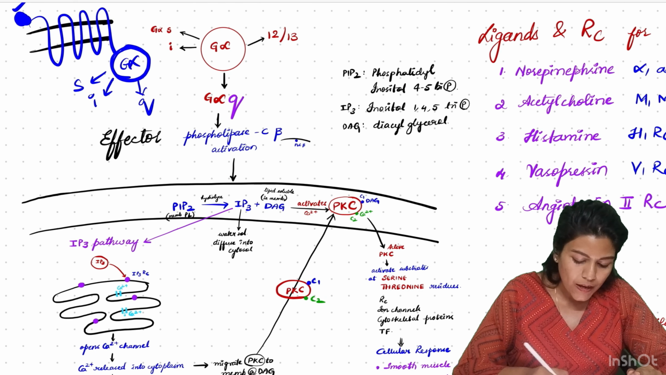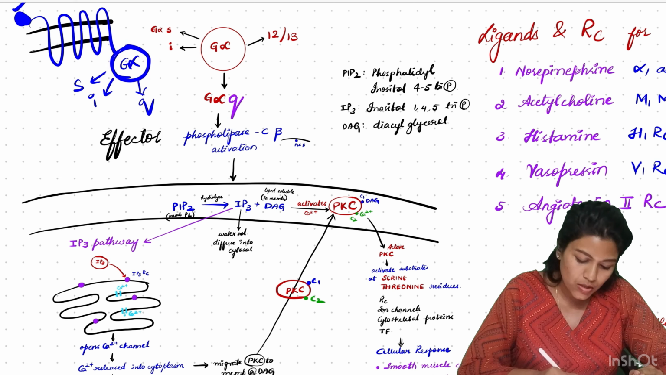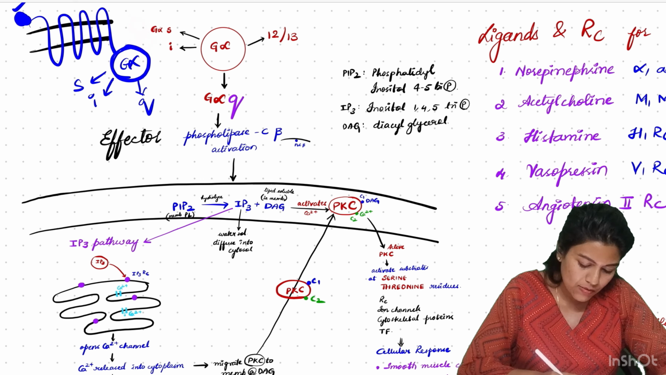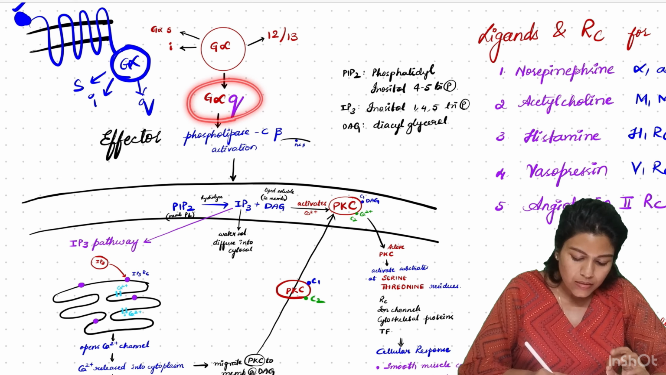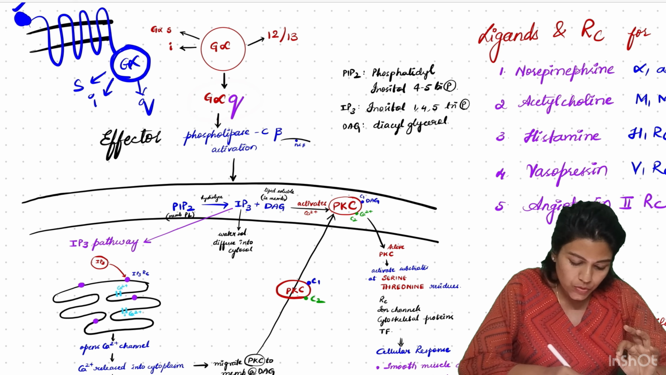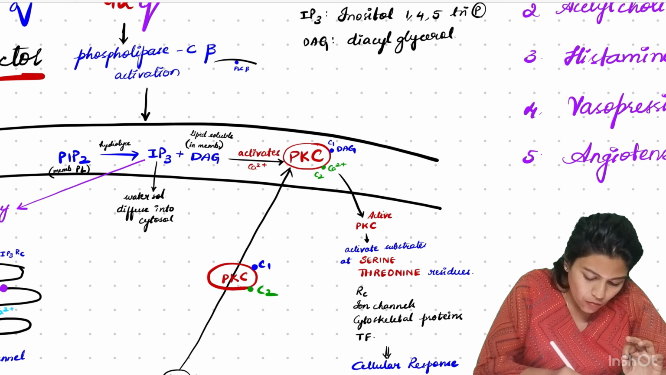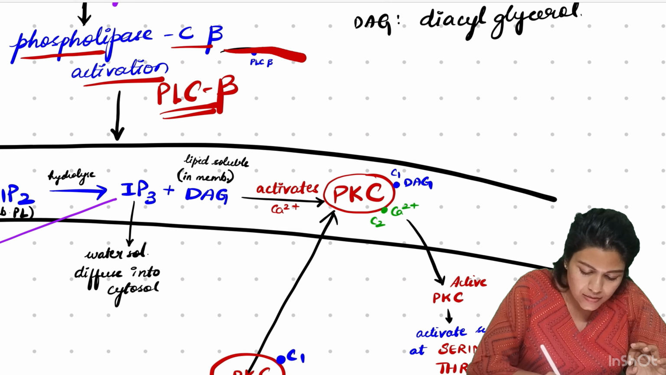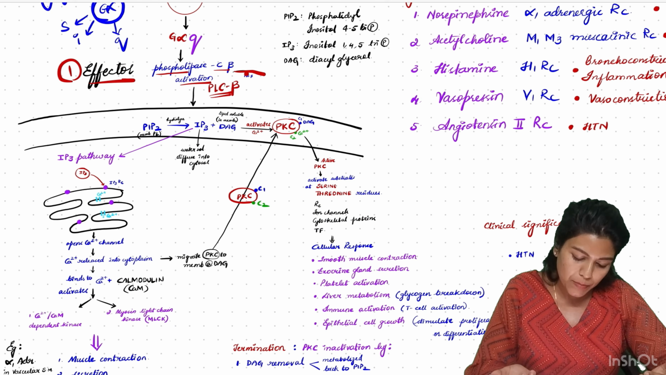So let's continue. Because of this signal transmission to the G alpha subunit, once it gets activated, it will dissociate from the beta gamma dimer and choose this Q pathway. The G alpha Q will act on the effector. Here the effector is phospholipase-C beta. We can write it as PLC beta. PLC beta is present just under the plasma membrane, that is, on the inner surface of the plasma membrane.